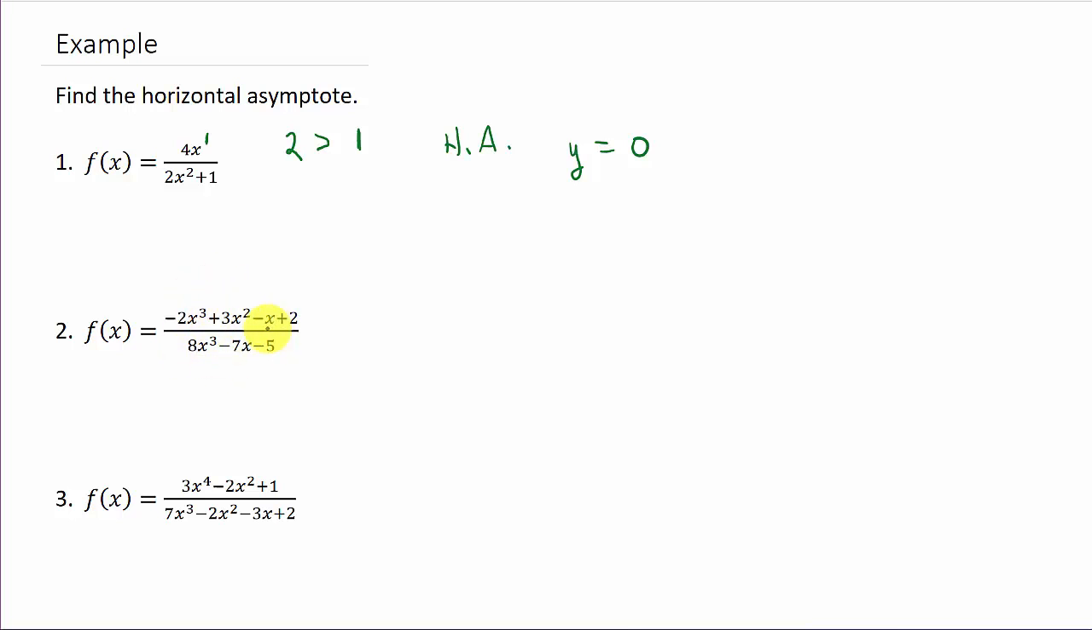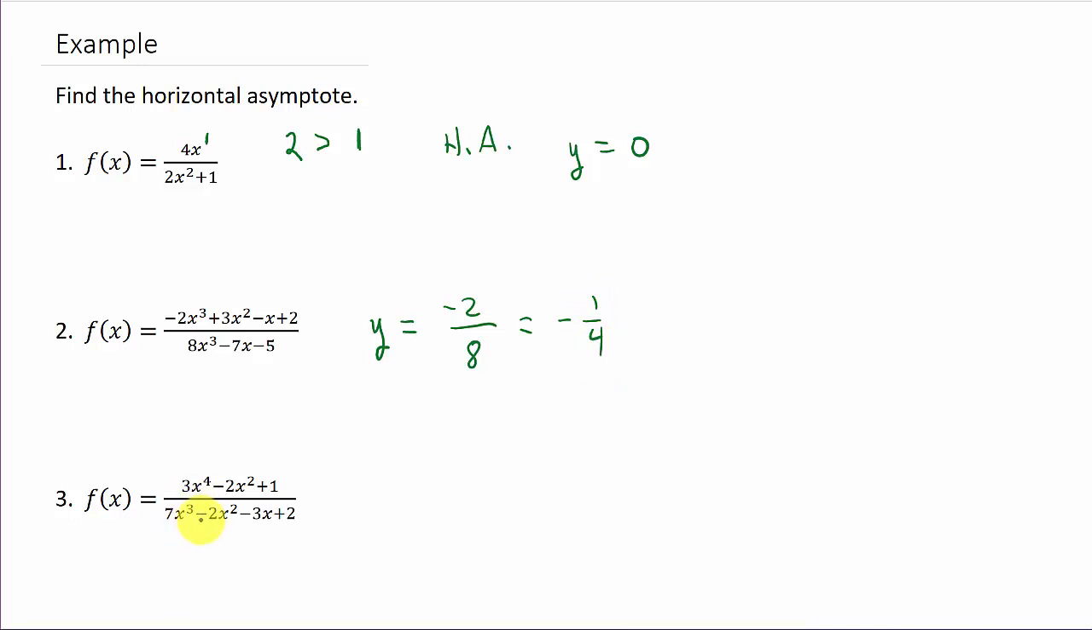Alright, so now let's look at this one. If we look at this, we can see that the largest exponent in the numerator and the largest exponent in the denominator are equal. They're the same. So remember, your horizontal asymptote is the coefficient of the numerator divided by the coefficient of the denominator, the coefficients of the largest exponents. So that's going to be negative 2 over 8, and so that's going to give us y equals negative 4 as our horizontal asymptote.